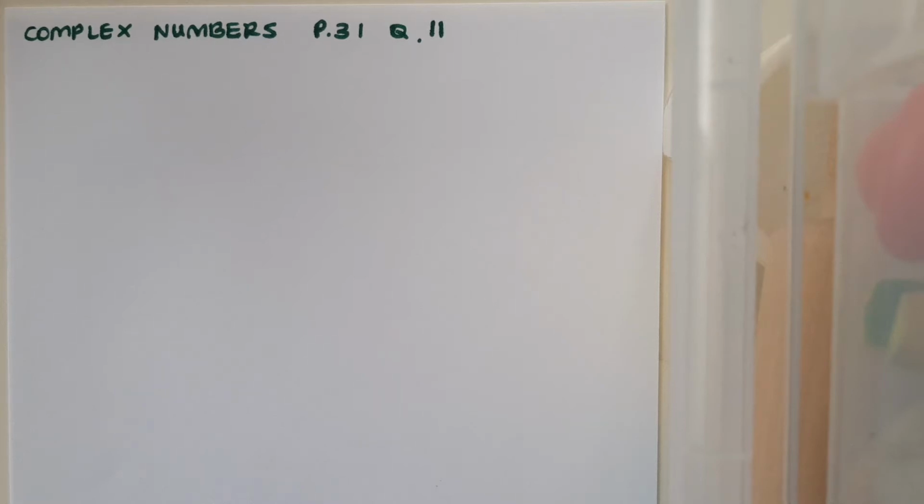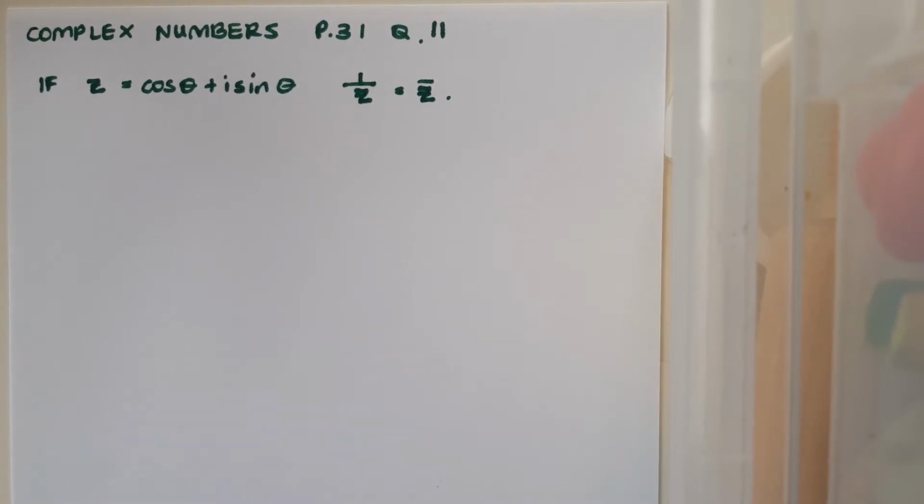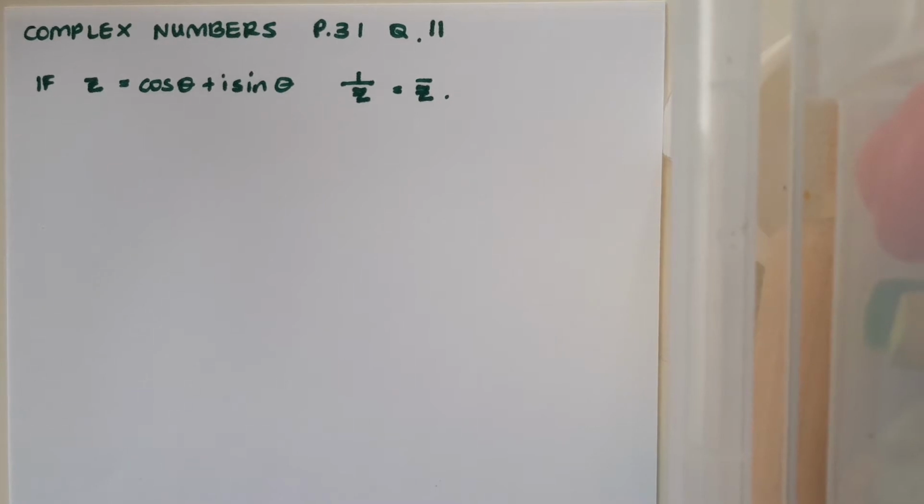This video covers complex numbers, page 31, question 11. So this question asks us to show that if z equals cos theta plus i sine theta, that 1 over z equals z conjugate. So I'm going to start off by putting 1 over z.